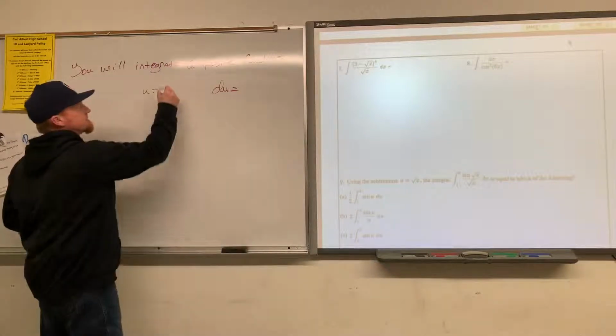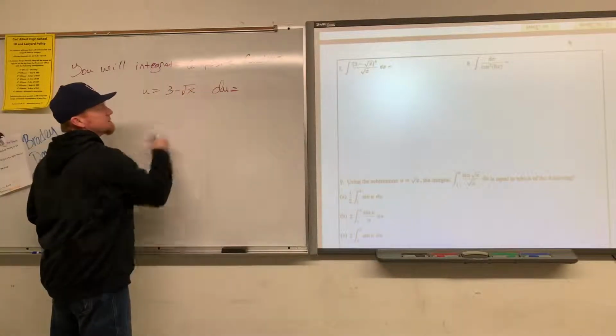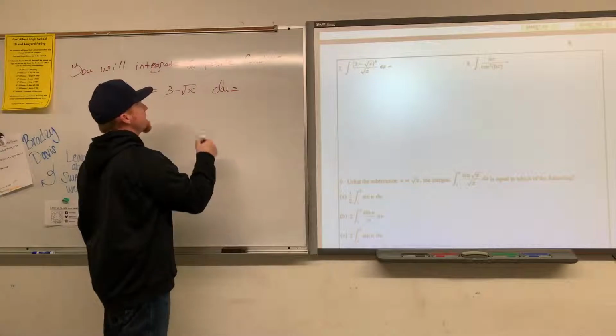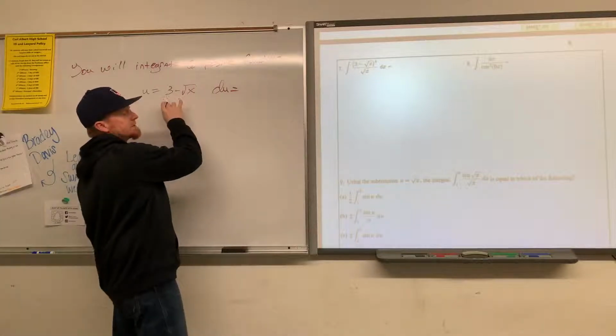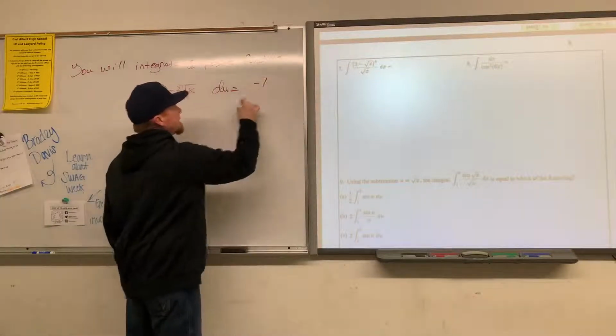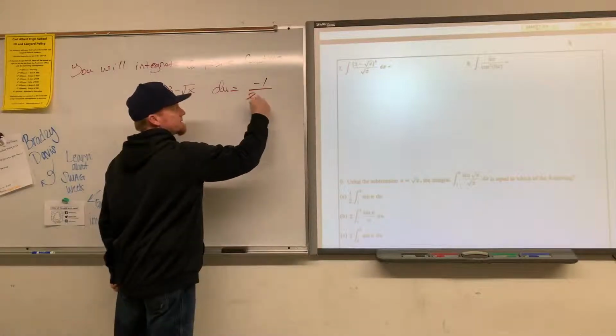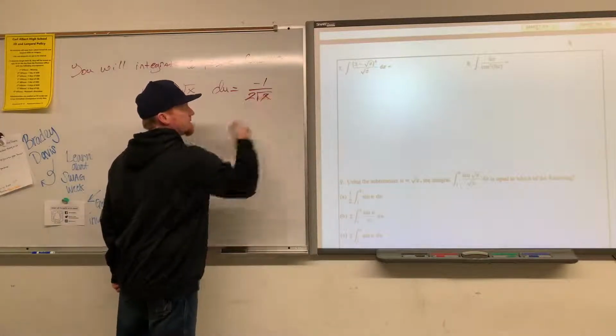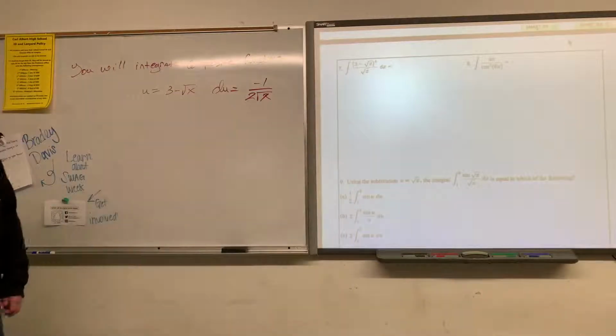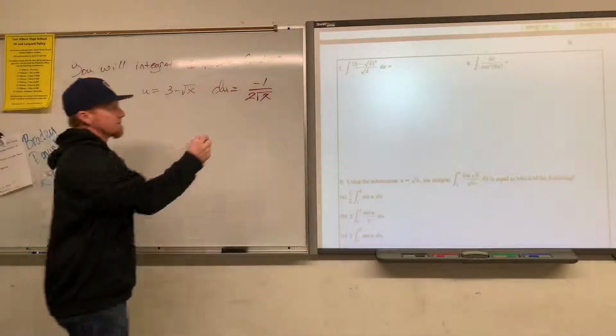All right, number 7. Inside function on number 7 is 3 minus the square root of x. Derivative of that is going to be, derivative of 3 is 0. Derivative of this, I've got the negative right here, and then we should know derivative of square root is 1 over 2 times the square root. And don't forget about the dx.